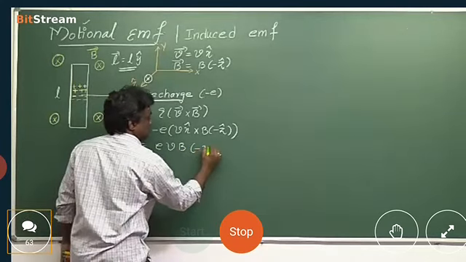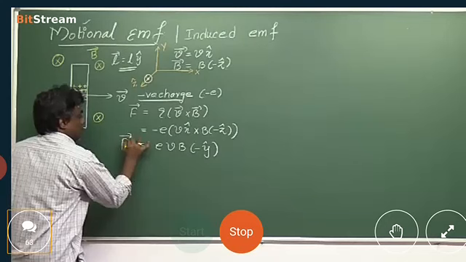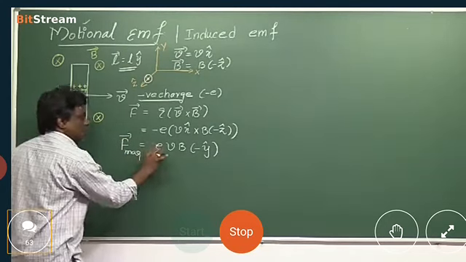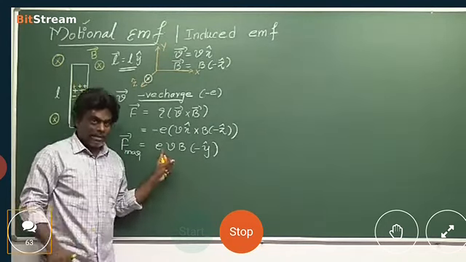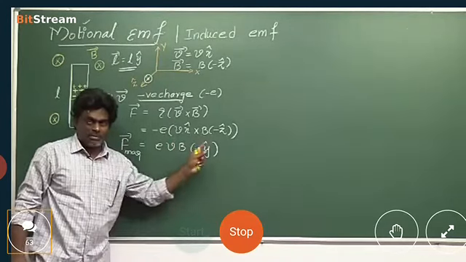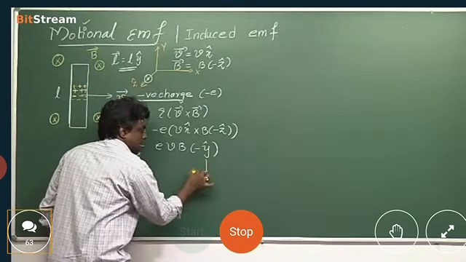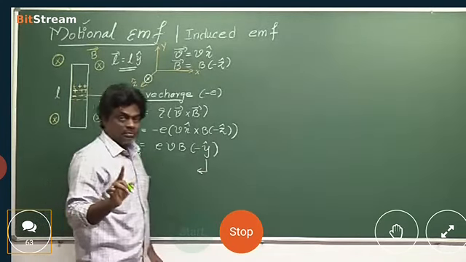That's why what will you get? Minus Y cap. The magnetic force on the electron is given by EVB into minus Y cap. What is the meaning of this? This minus indicates what? I told you many times.